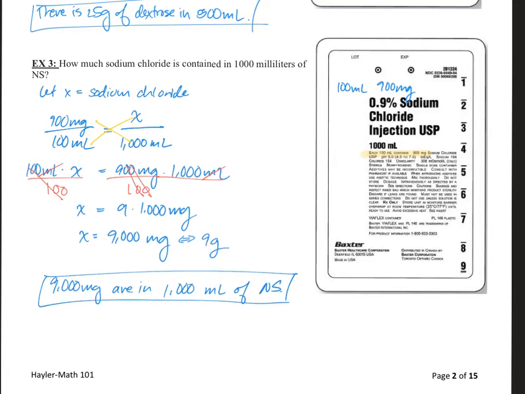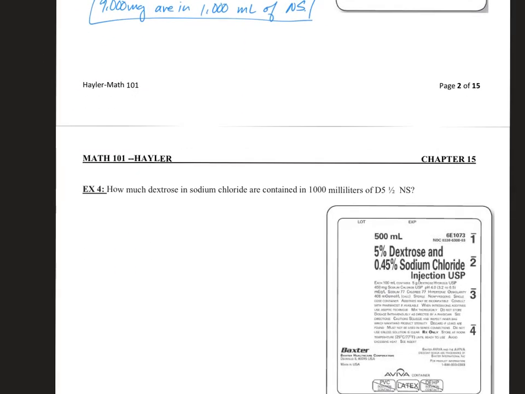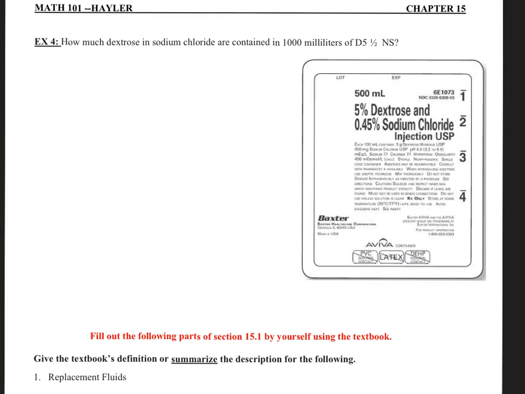Alright, and let's look at the last example, example number 4. How much dextrose in sodium chloride are contained in 1,000 milliliters of D5 half NS? Okay, so one small typo, this should be the word and right here. We're looking at two separate things. We want to figure out how much dextrose is in this amount, and also how much sodium chloride is in this amount. So we're doing two separate calculations.